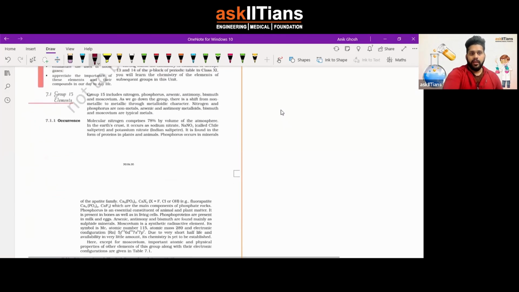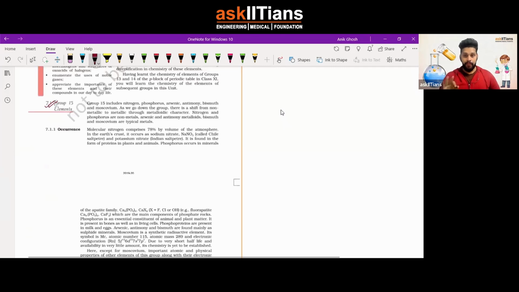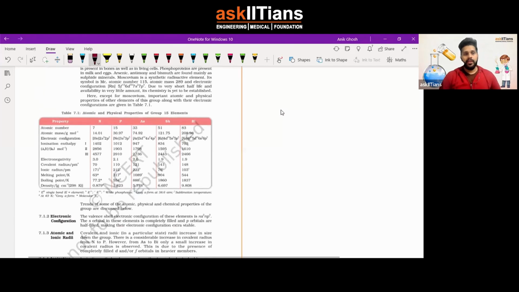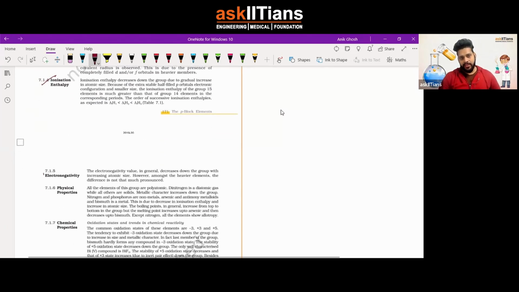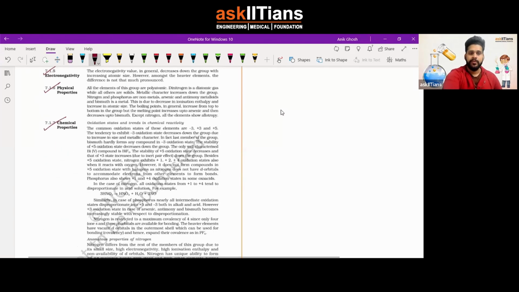Now, the parts which I'm marking are there in our syllabus. Starting with the occurrence, guys, like I've been telling you in the other videos as well, we kind of neglect this part, but we have to go through it for JEE Mains purposes. Then we have the properties. You don't have to remember this table, I'm going to teach you whatever is important in here. The electronic configuration, atomic and ionic radii, ionization enthalpy trends, electronegativity, physical properties, chemical properties. These are all there in our syllabus.